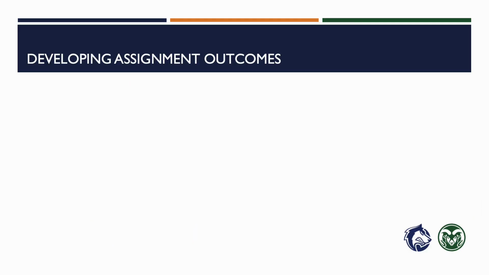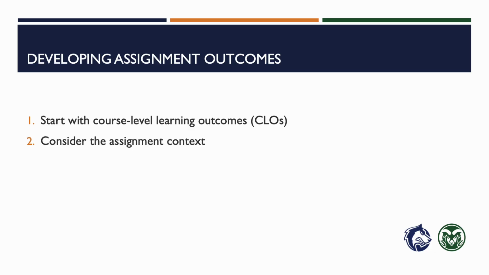Developing assignment outcomes may seem intuitive to you at this point. Over the next few slides, we'll cover 5 steps to completing really good assignment outcomes. The first, start with course level learning outcomes. Which of the course level learning outcomes does this assignment that you're planning primarily address? What specific skills or knowledge from that learning outcome can students demonstrate through the assignment?